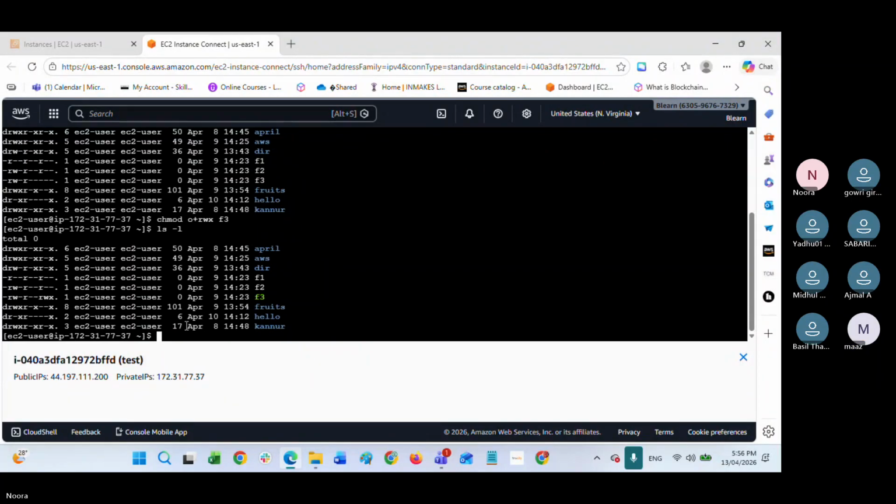Which directory? F3. Okay, you want to change something in F3. What exactly do you want to do? I want to add write, remove read. You want to add write. From which category? User, group, other, those are the categories, right? User. Okay, so you want to remove the write from the user. Yeah.